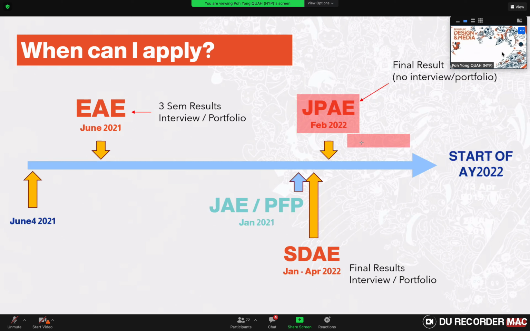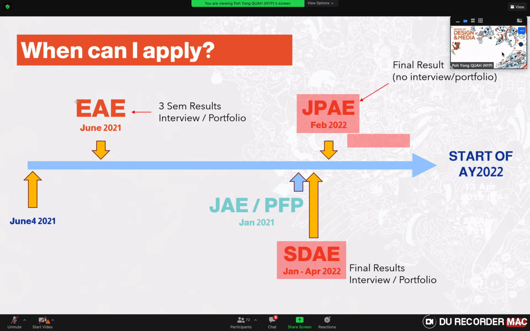The reason is that some of your friends may not get a place under JPAE, so they want to apply for SDAE. So this is SDAE. Basically it goes all the way to April, just before the start of the semester.